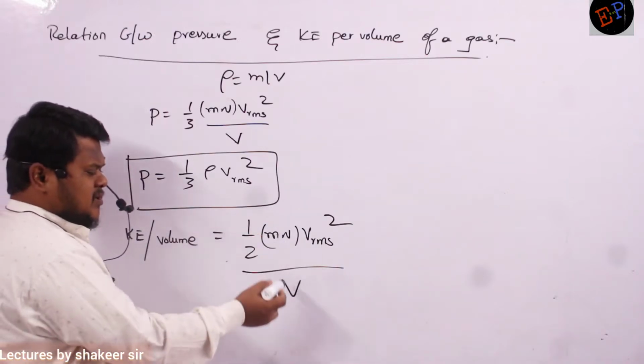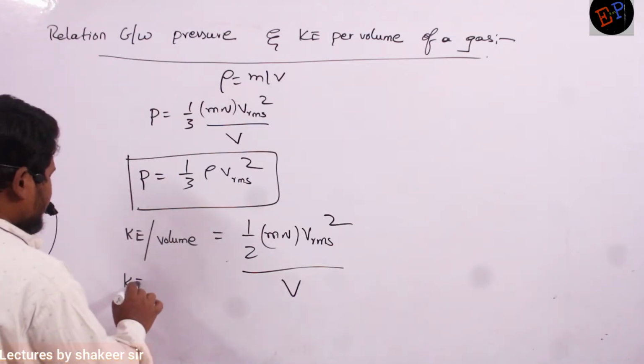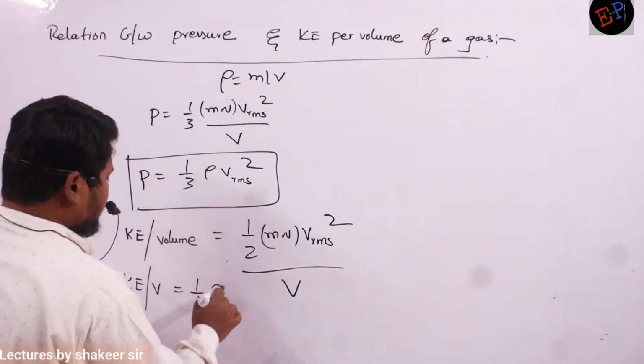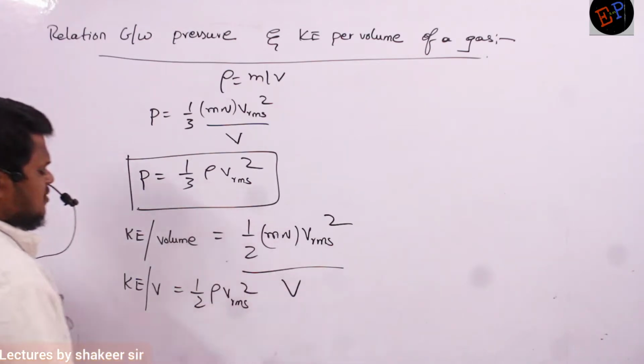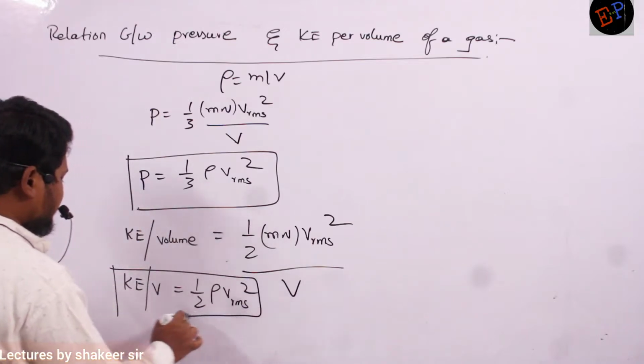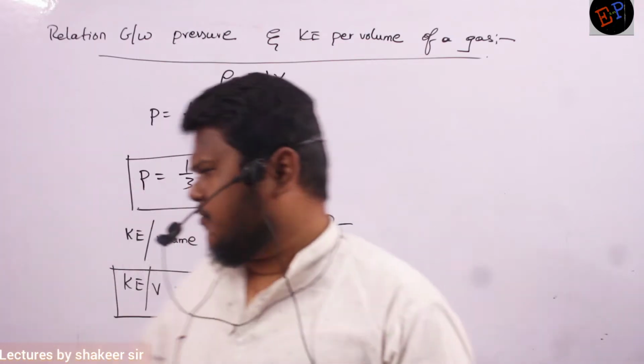So again, mass divided by volume is called what? Again density. So how can you write the relation? Kinetic energy per unit volume of a gas is equal to half rho v RMS square. This is the relation which I got. So this is the equation for pressure and this is the equation for kinetic energy per unit volume of a gas. Just divide both of them.